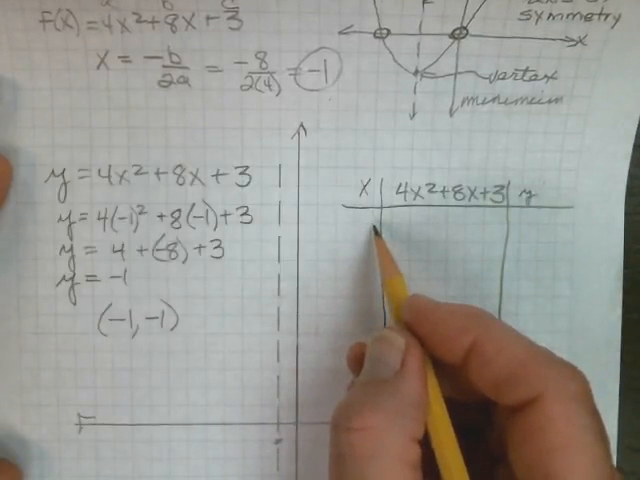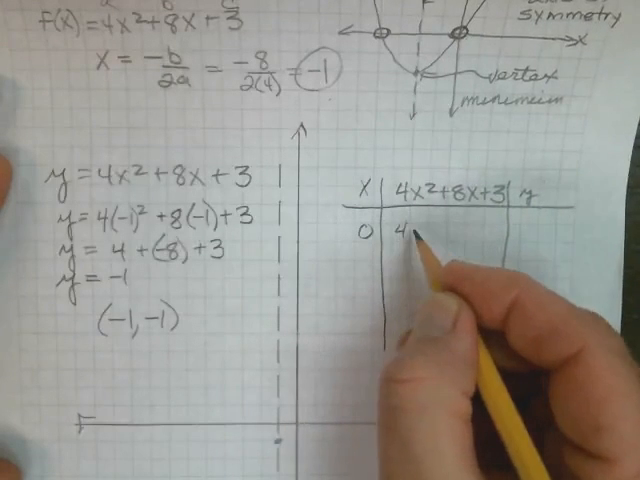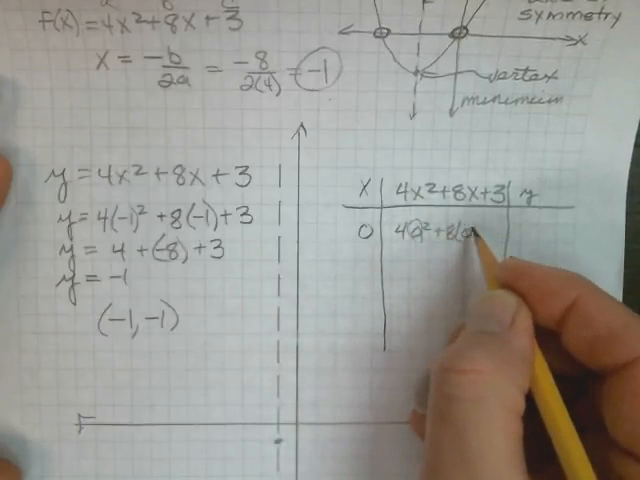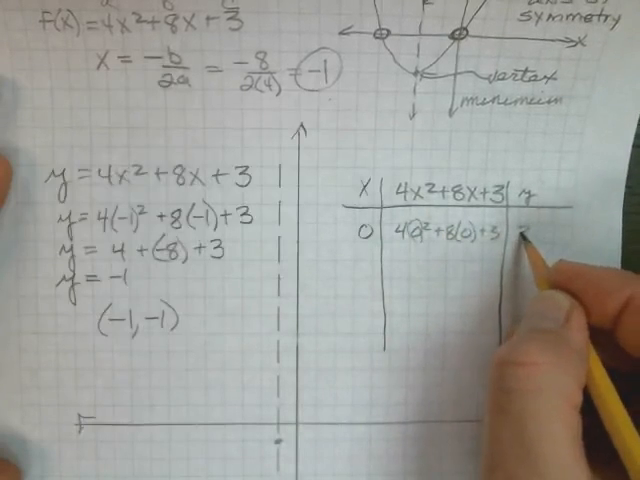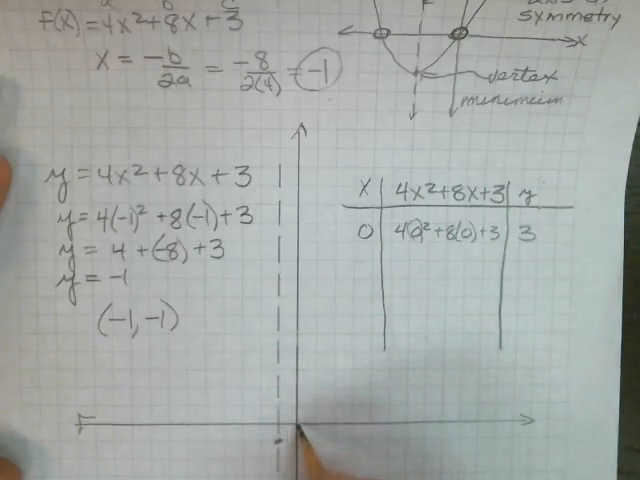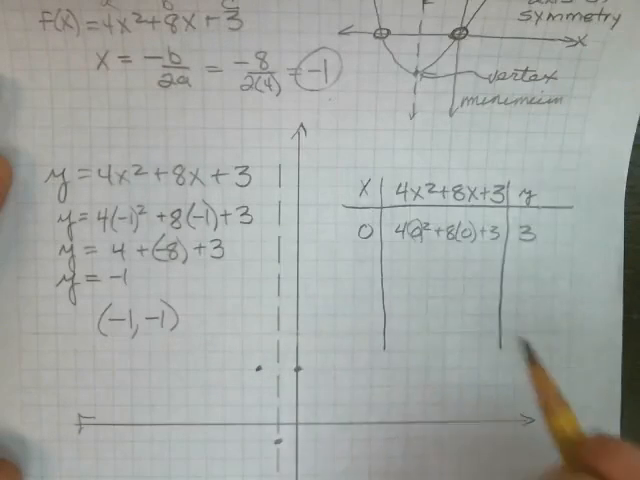I'm going to try, first of all, 0. So 4 times 0 squared plus 8 times 0 plus 3 is simply going to give me 3. Let's do this one. Here is 0, 3. And then on the opposite side, the same distance, on the opposite side of the axis of symmetry is going to be another point, so I can put that right there. So I get 2 points for 1, basically.